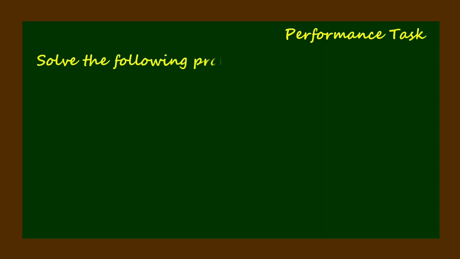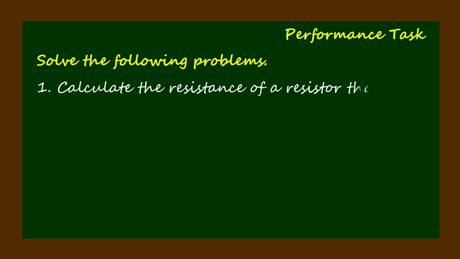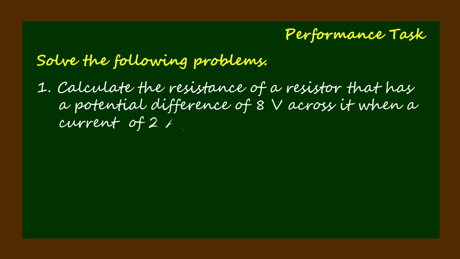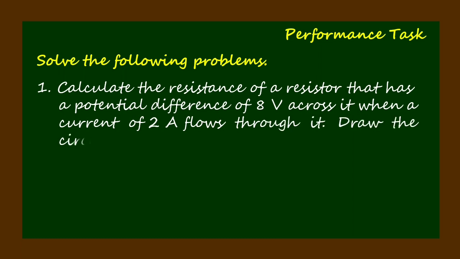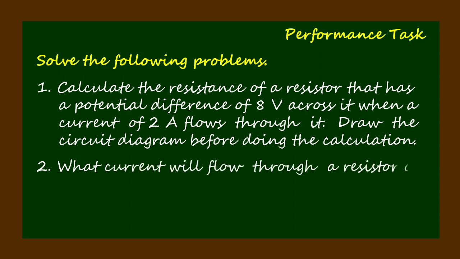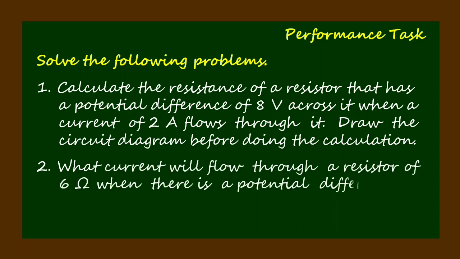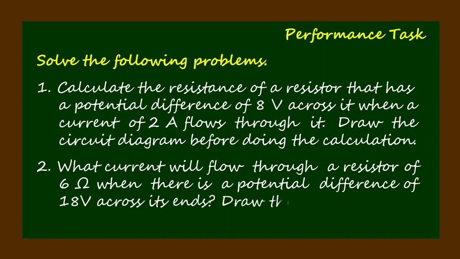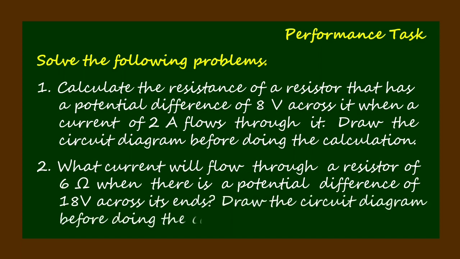As part of your performance task, solve the following problems. Number 1. Calculate the resistance of a resistor that has a potential difference of 8 volts across it when a current of 2 amperes flows through it. Draw the circuit diagram before doing the calculation. Number 2. What current will flow through a resistor of 6 ohms when there is a potential difference of 18 volts across its ends? Draw the circuit diagram before doing the calculation.